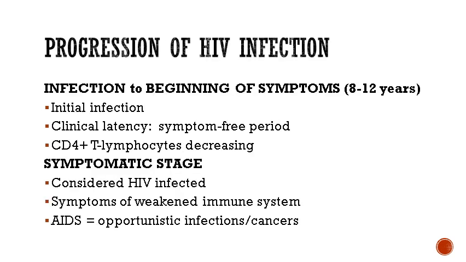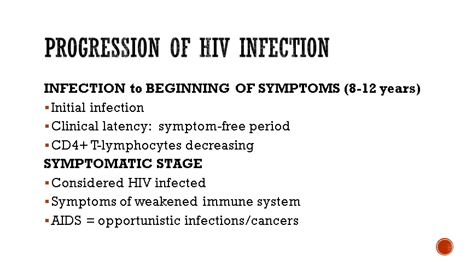Progression of an HIV infection. Infection to beginning of symptoms can take as long as 8 to 12 years. There's that initial infection, then there's a clinical latency period, and this is a symptom-free period. Going back to that 1 in 5 statistic, individuals can be spreading HIV without even knowing that they're infected. During this time, the CD4 T lymphocyte counts are decreasing. That's really the only thing that can give us some indication of what could be going on.